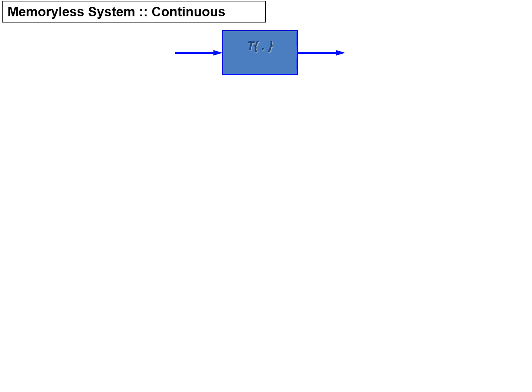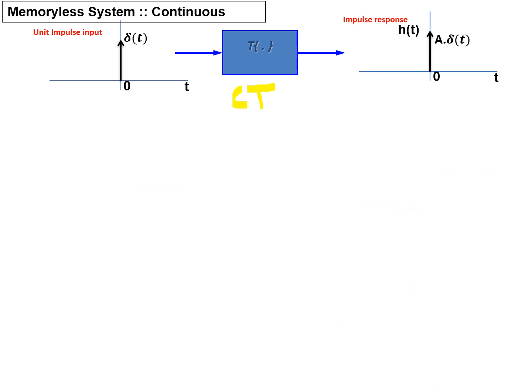Suppose this is a continuous time system, that is a CT system, where the input signal is continuous in time and the output signal is continuous in time. If I give an impulse input, then the output will be like this. That is, for a memoryless CT system, an instantaneous input results in an instantaneous output. When I give an impulse at the input, the output is also an impulse, maybe modified by the magnitude A. This A happens because of the characteristics of the system.